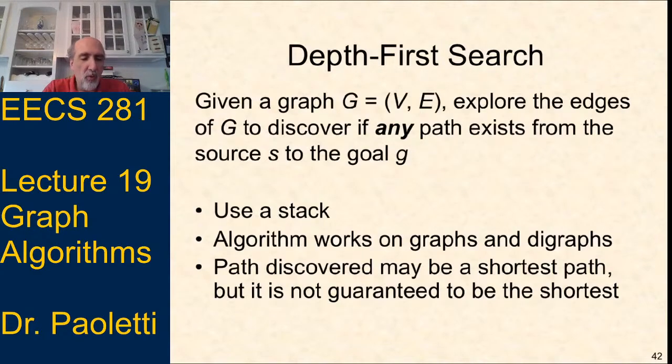All right, so when we do depth first search, if the path exists, we will find it. We will find a path that, if it exists, is guaranteed to work. It may not be the shortest. It will work whether it's a directed graph or not. It might be a shortest path, but it's not guaranteed. We could get lucky, but we're not guaranteed to.